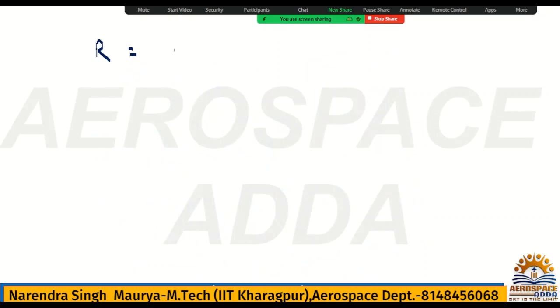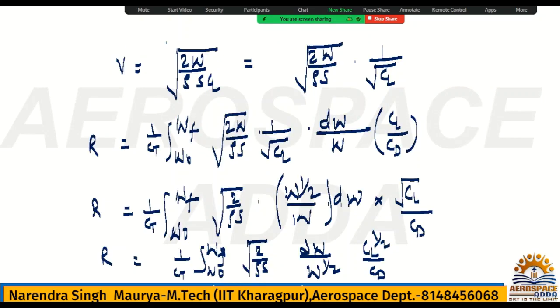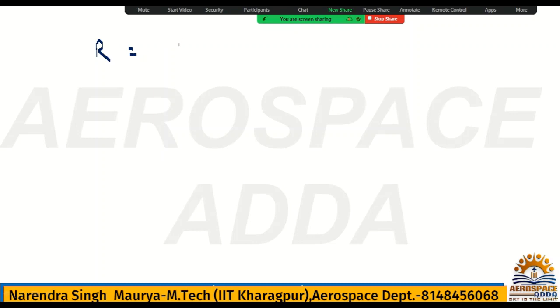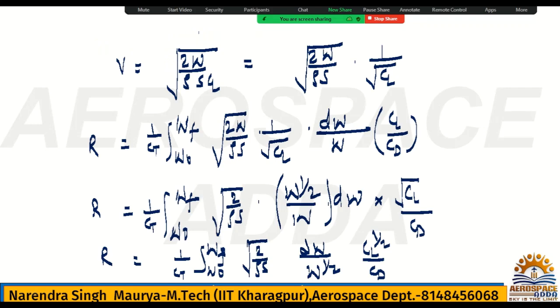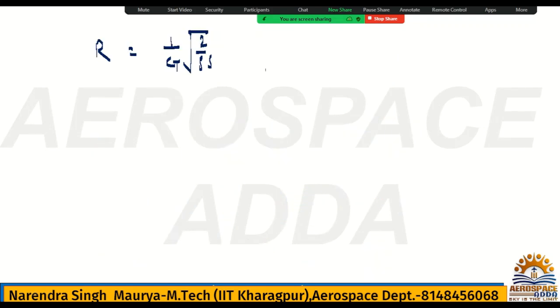Now, R is nothing but, take all the constants outside, so you will get 1 by CT, 2 by rho S, check, and CL to the power 1 by 2, 1 by 2 by CD, and it is W naught to Wf, 2 W, one side.